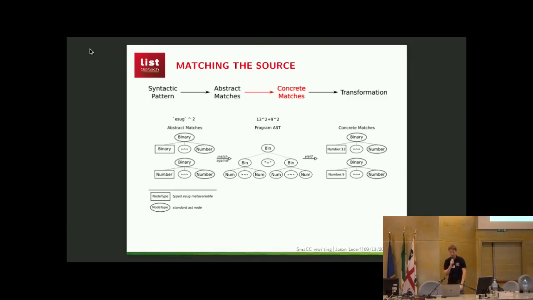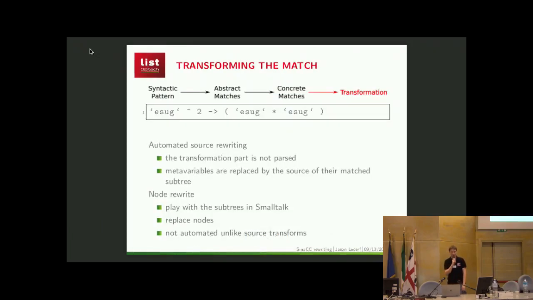So now we have subtrees of our program that match what we wanted to find, and we can use them to perform transformation. Usually when you have a power-of operator, it calls the library. In HPC it's common to just rewrite it as a multiplication by itself. That's what this pattern is. You don't want a library call each time you want to do a power of 2 operation. So the transformation part will not be parsed. It will just be replaced by the Metalevel subtrees we got before, performing automatic source rewriting.